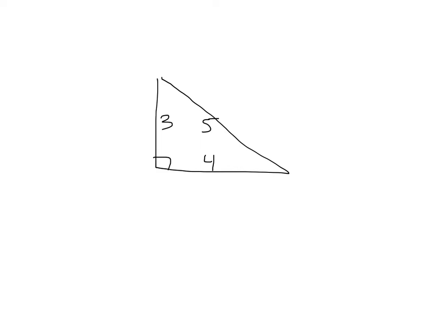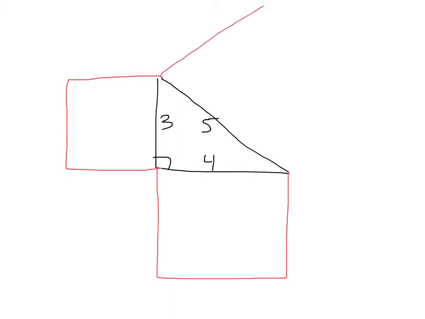And what he noticed then was, if he drew squares off of each side of the triangle, this is what he noticed with a very specific triangle. If he took the side that had a 3 on it, and he put a square that had a side of 3 against it, what was the area of that square?